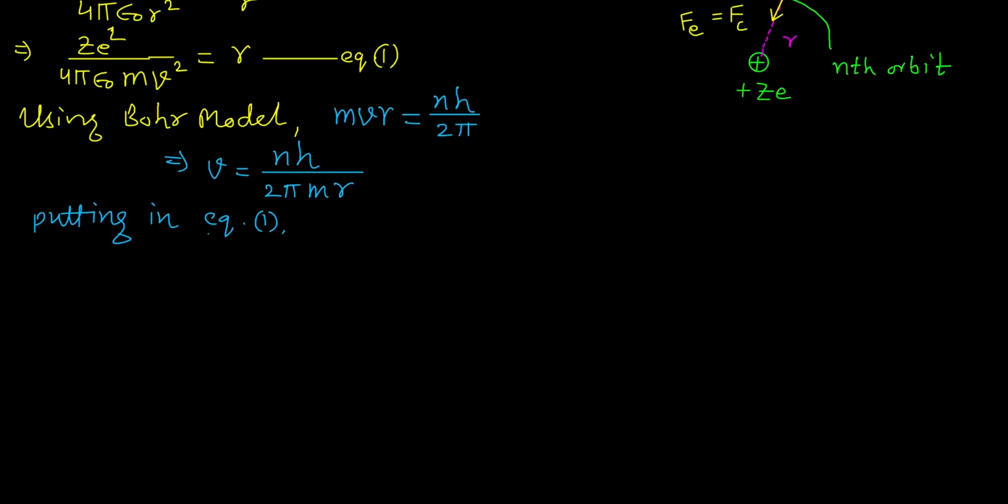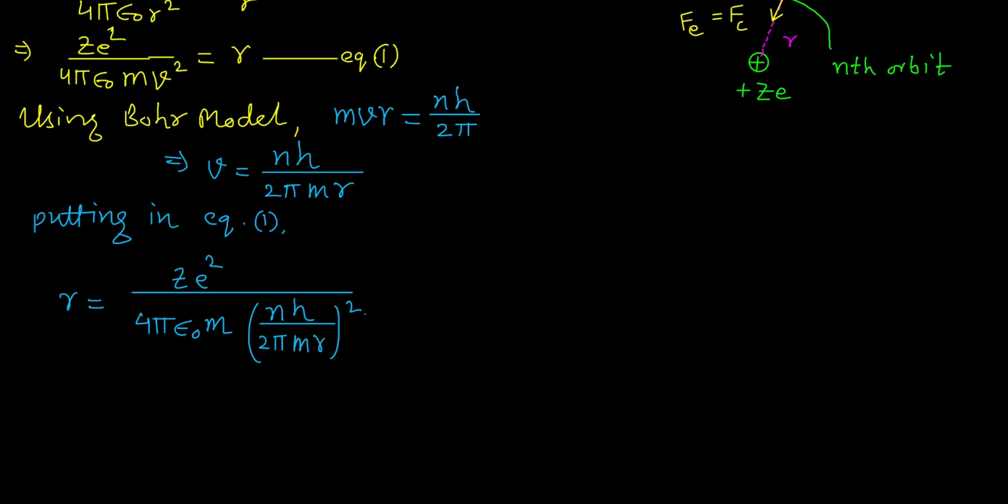Okay, if I put this in equation 1, I will have r is equal to Ze square, and this whole thing divided by 4 pi epsilon naught m into v square, and we will put the value of v. So nh divided by 2 pi mr, this whole square. And if you simplify it, this will be Ze square, this whole thing divided by 4 pi epsilon naught m into, if you square it, n square h square divided by 4 pi square m square r square.